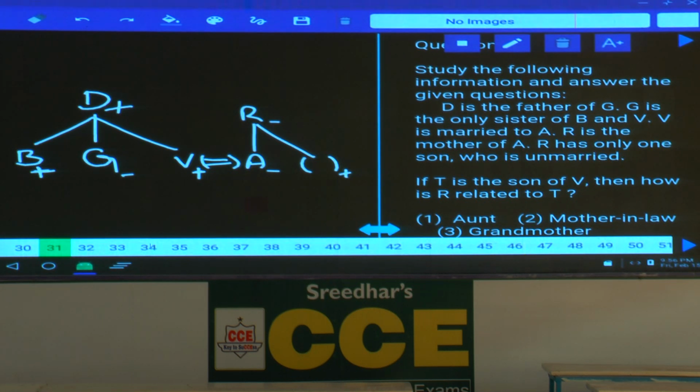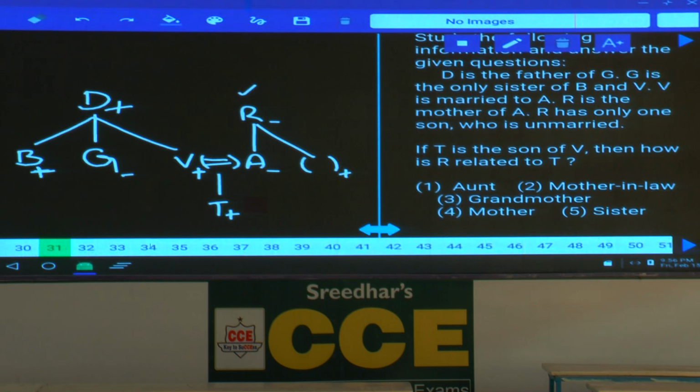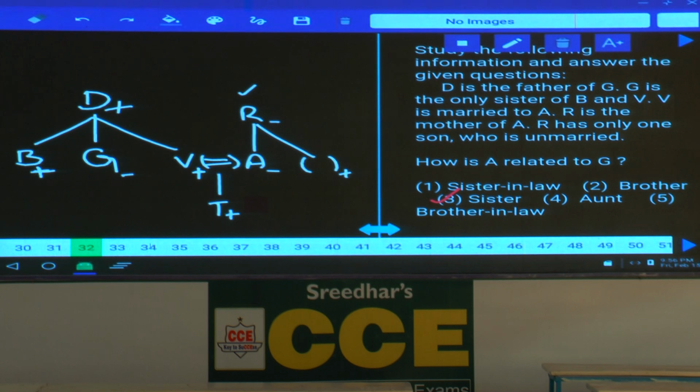And T is the son of V. If T is the son of V, that means T will be somewhere here. Then how is R related to T? Now T's mother is A, mother's mother is grandmother, that is choice 3, isn't it? Question number 31, choice 3. Then 32, how is A related to G? Now G's brother is V, brother's wife is sister-in-law, that is choice 1.